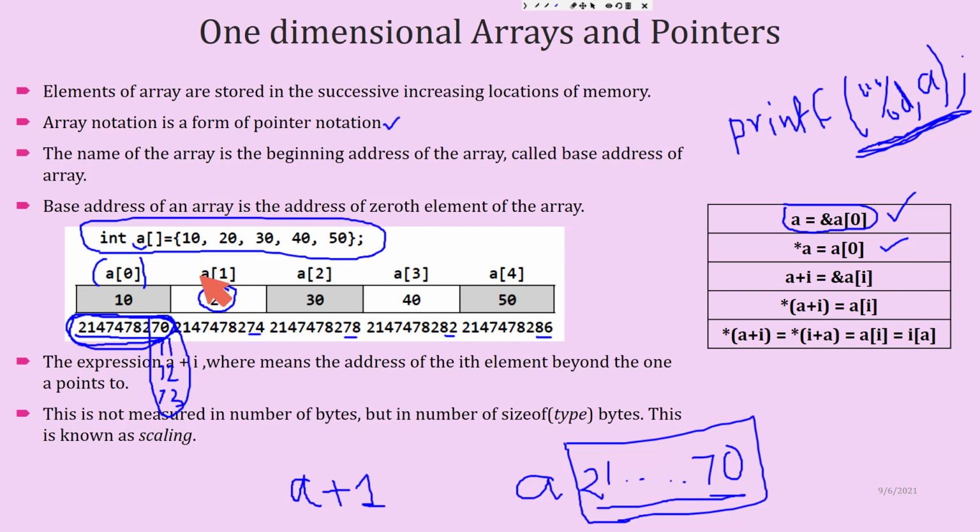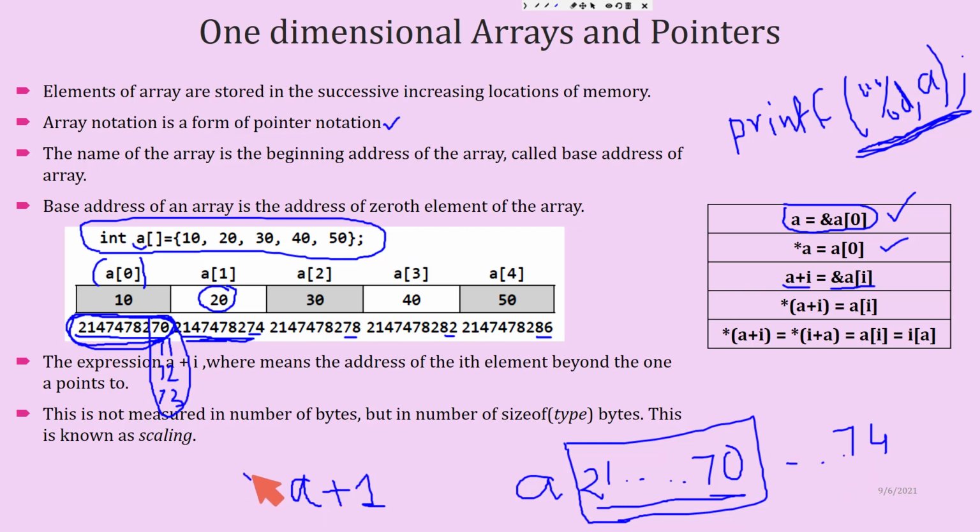What is ampersand a of 1? Ampersand a of 1 is this address value. That's why here I have written a plus i is the same as ampersand a of i. It will be clear when we discuss the examples. Similarly, now a plus 1 is actually 74.